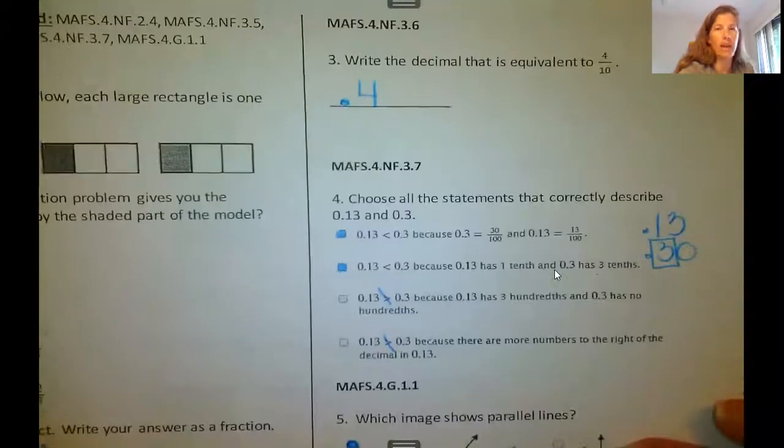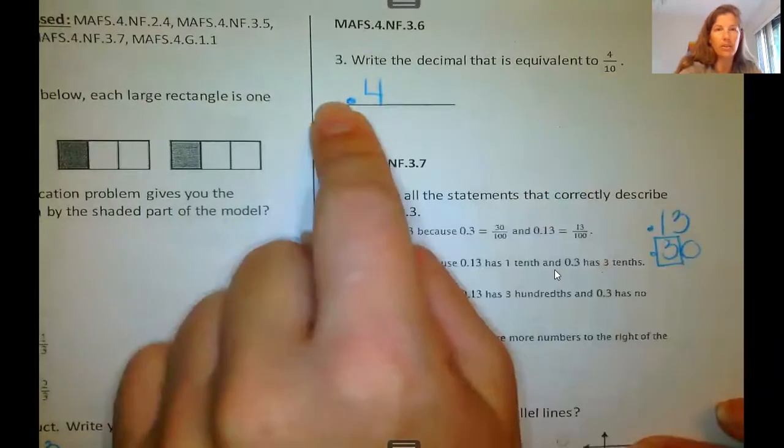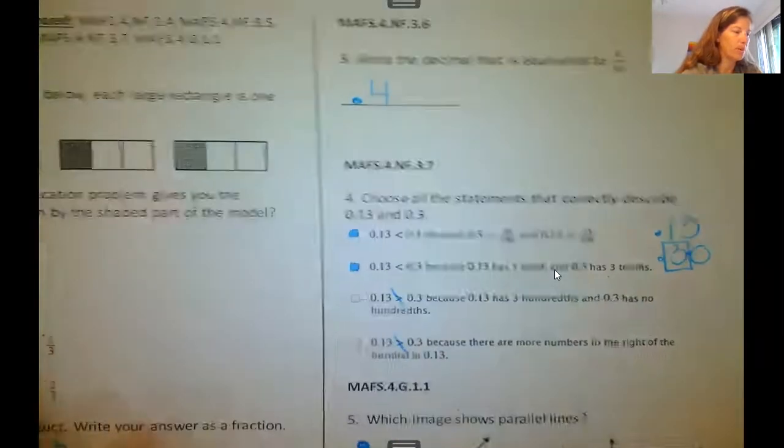For number 3, they asked you to write the decimal that's equivalent to 4/10. So that is what 4/10 looks like, decimal point 4.